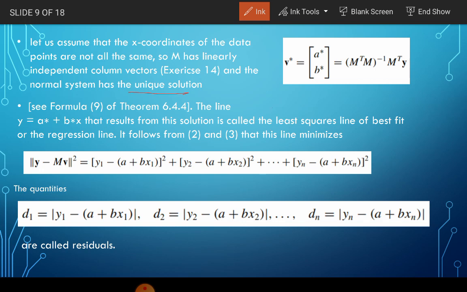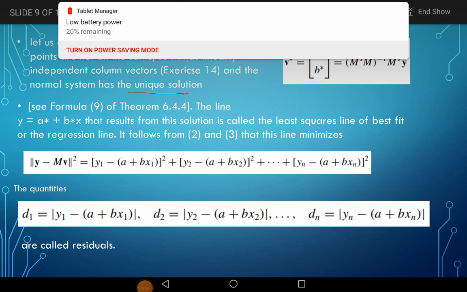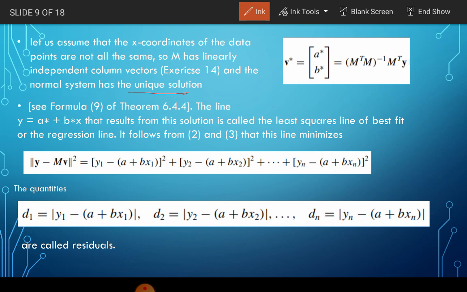If you remember the formula from theorem 6.4.4, x equals the inverse of A transpose A times A transpose b. So y equals a star plus b star x, which results from this solution, is called the least square line of best fit or the regression line.